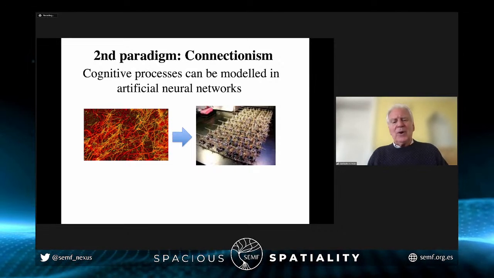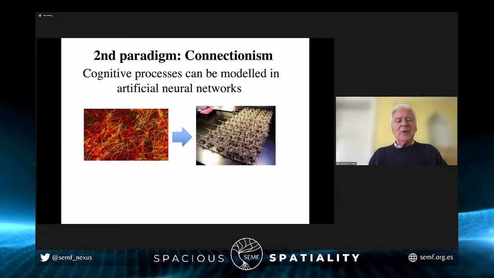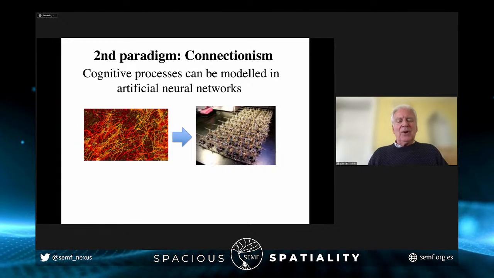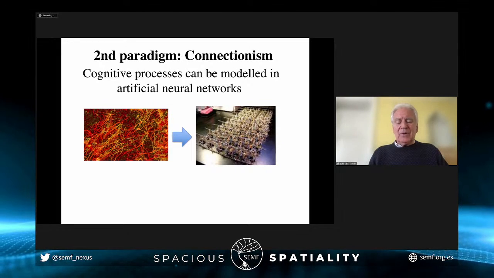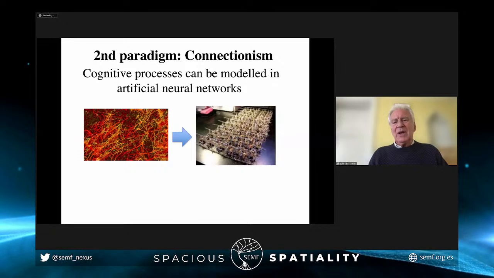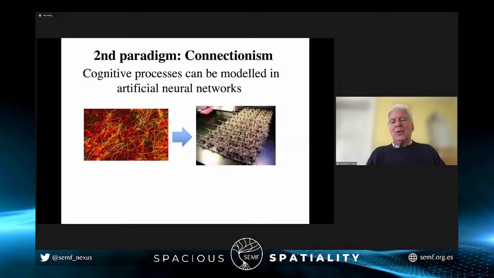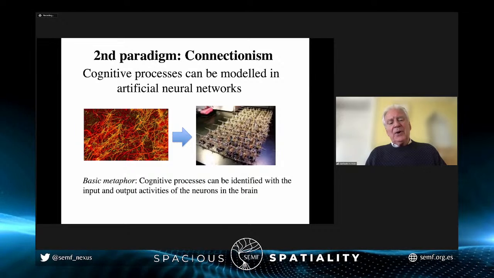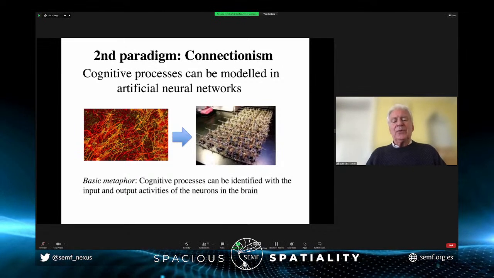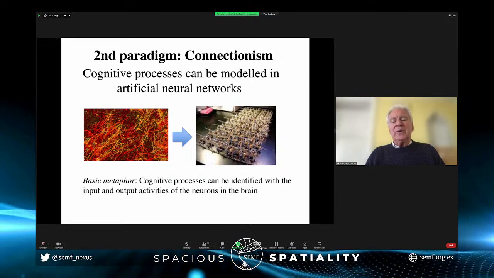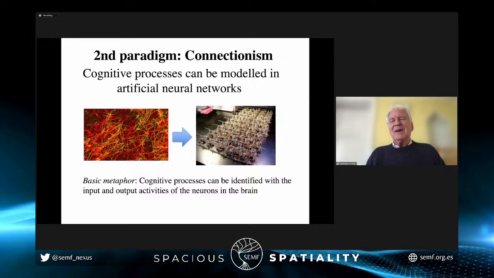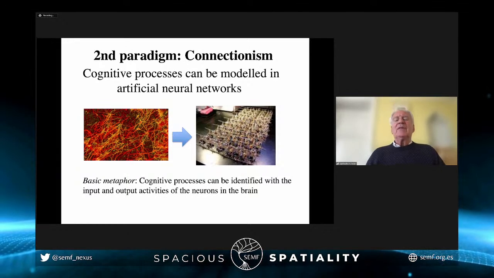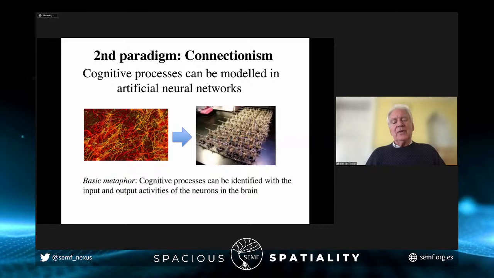This is a very complex and a very opaque way of modeling information. It has had some successes. Currently, the buzzword is deep learning, where you have fairly complicated neural networks with lots of layers of information. And they are quite good in some areas in categorizing different phenomena. For instance, you can categorize faces and things like that. The basic metaphor is that cognitive processes are identified with these activities of the neurons in the brain. But there are lots of limitations of this paradigm. It's good at handling special problems. It's not very good at handling general cognitive problems.